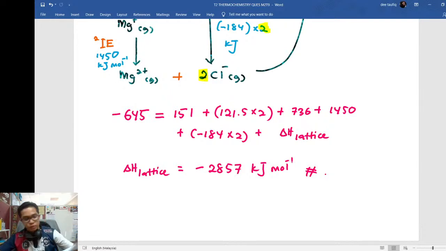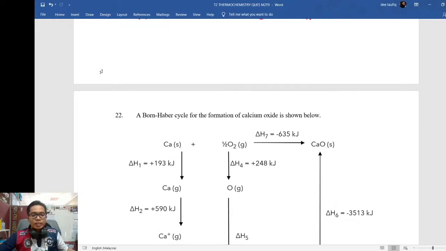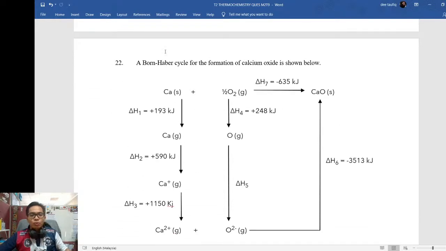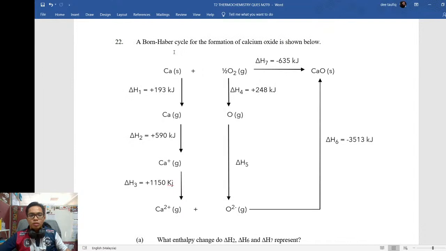Apa ni? 11 suku. So, kita dah masuk ke soalan yang terakhir. Dah lama dah. Sekejap je habis hari ni. Sekejap je. Okay. The last one, number 22. A Born-Haber cycle for the formation of calcium oxide is shown below. So, dia bagi dia punya cycle dah siap. Okay.